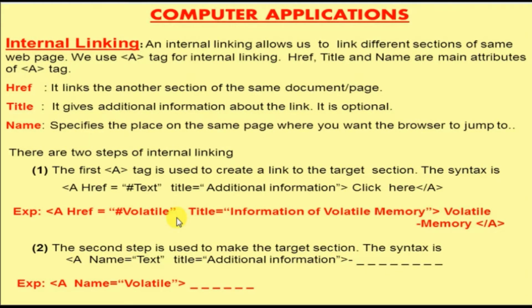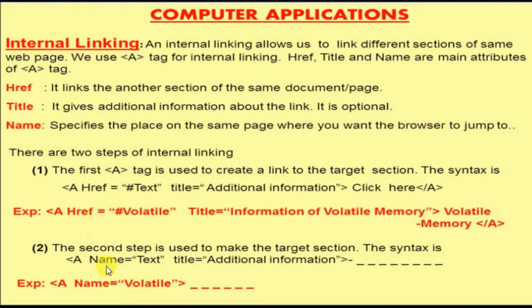Okay, there are two steps of internal linking. The first step is used to create a link to the target section, and the second step is used to make the target section. In the first step, you will give the link text, like click here, the link text which you are linking, and you will give the name of the section which you are going to link. So it has text and a section name. And title, additional information, is optional. It is optional, no need to give it.